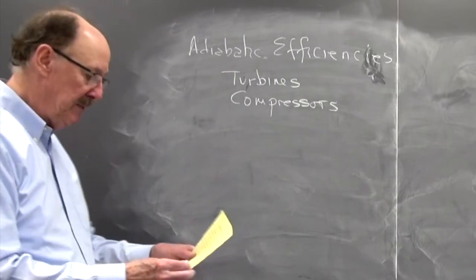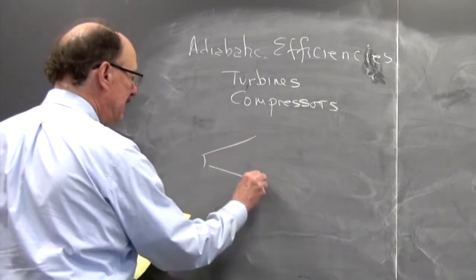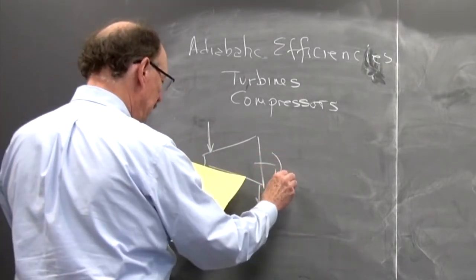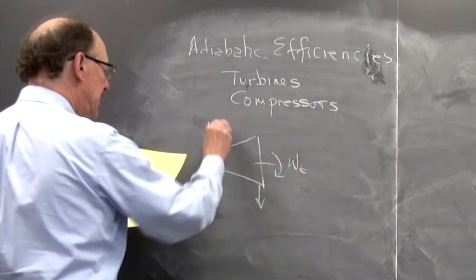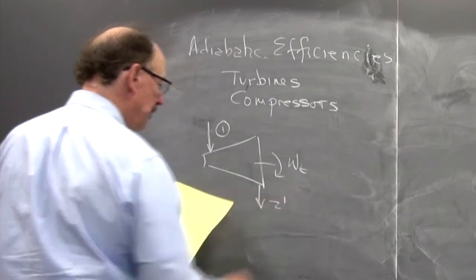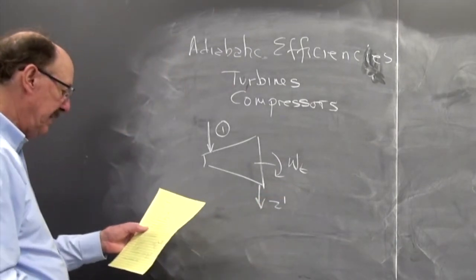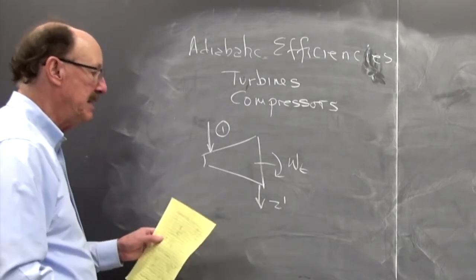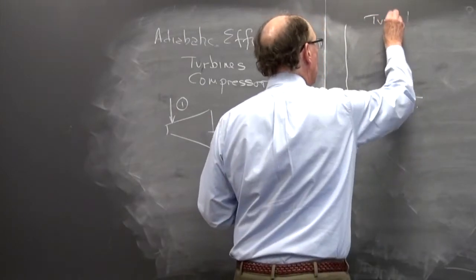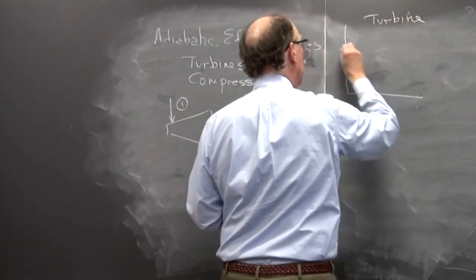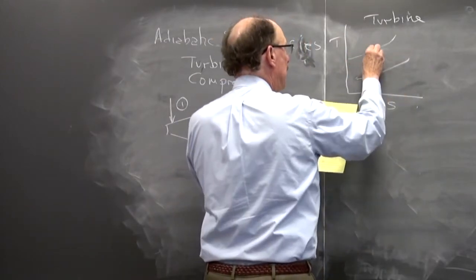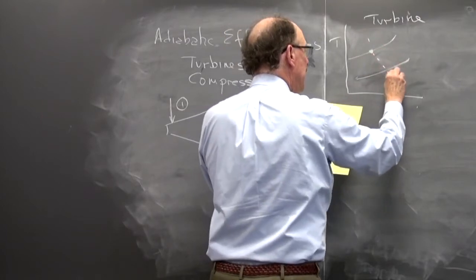So I'll take a turbine. We'll have a slightly different information of how we label them. So this is the turbine work. It enters at state 1, leaves at state 2 prime. I'm going to use 2 prime as the actual state. And I can represent this on a TS diagram. So I'm going from state 1 to state 2 prime.